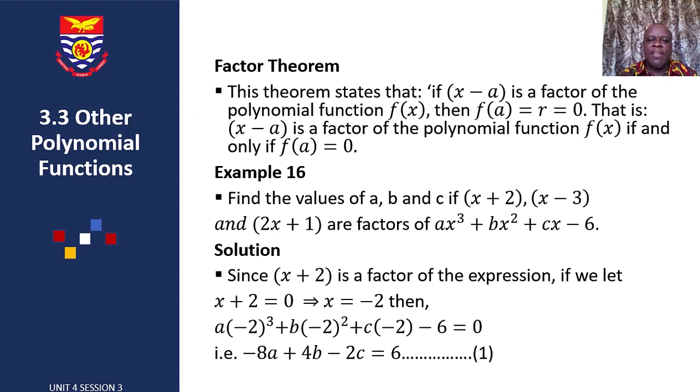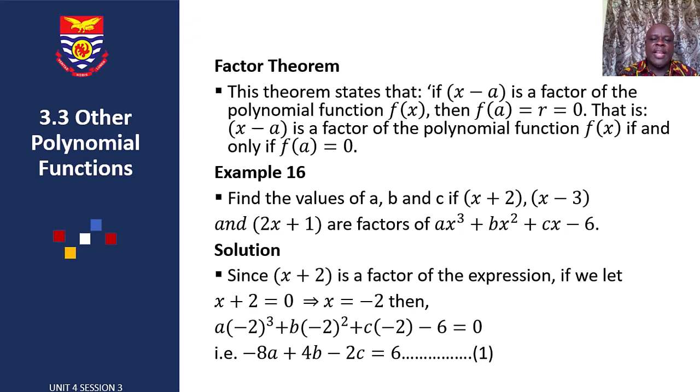Find the values of a, b, and c, if x plus 2, x minus 3, and 2x plus 1 are factors of ax cubed plus bx squared plus cx minus 6. Let's look at the solution.